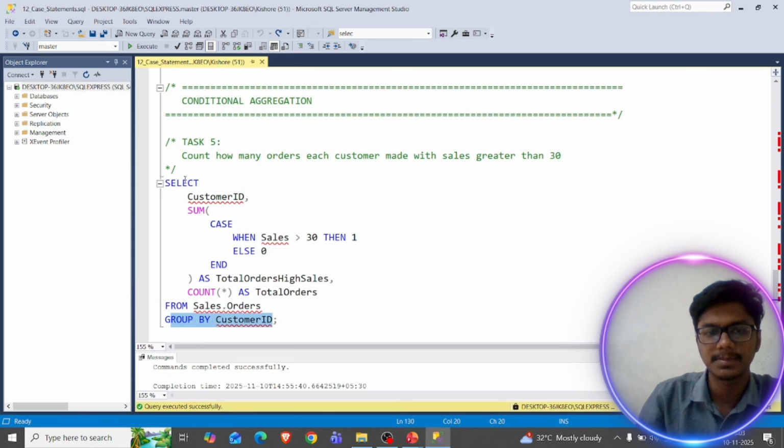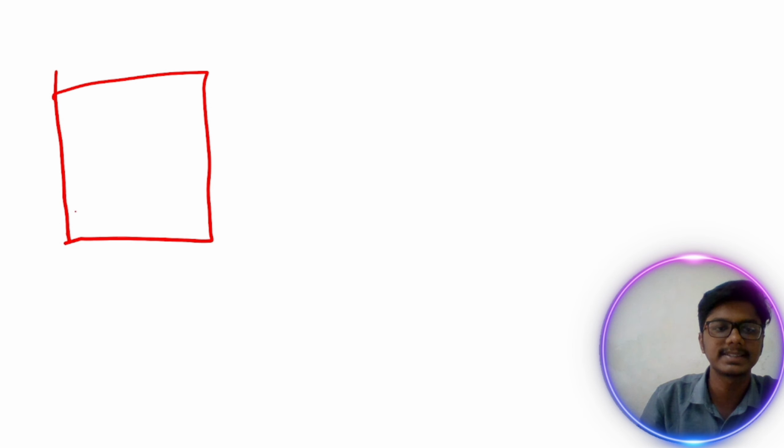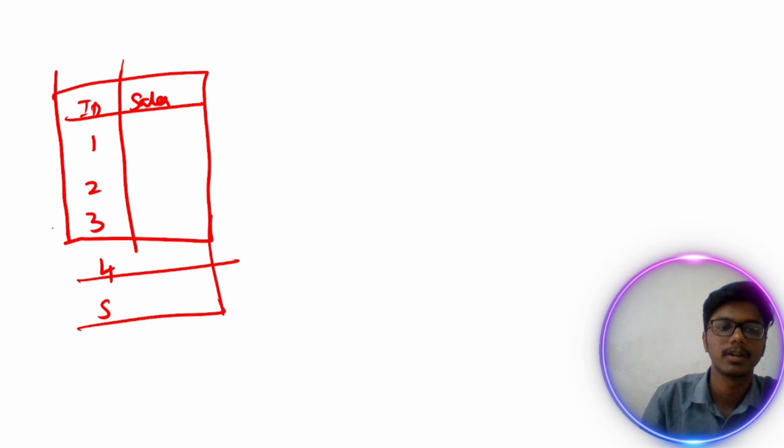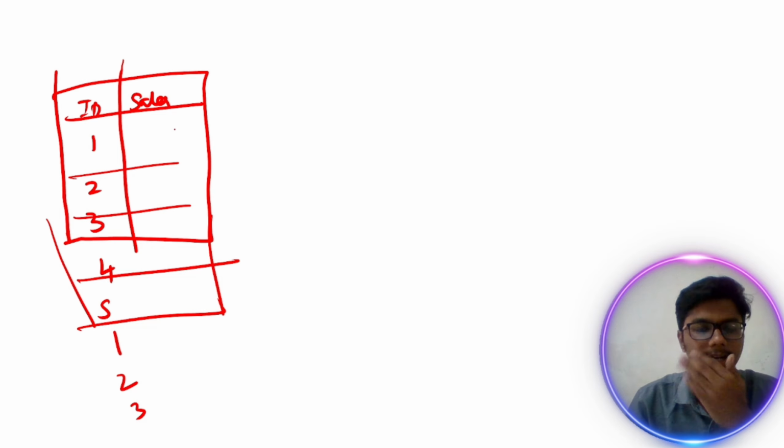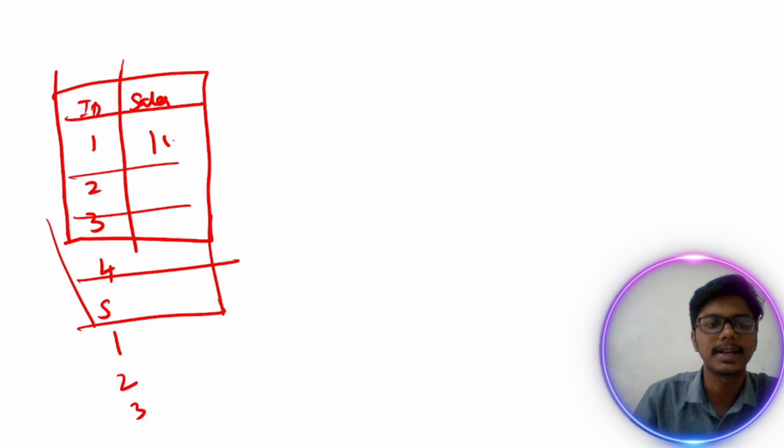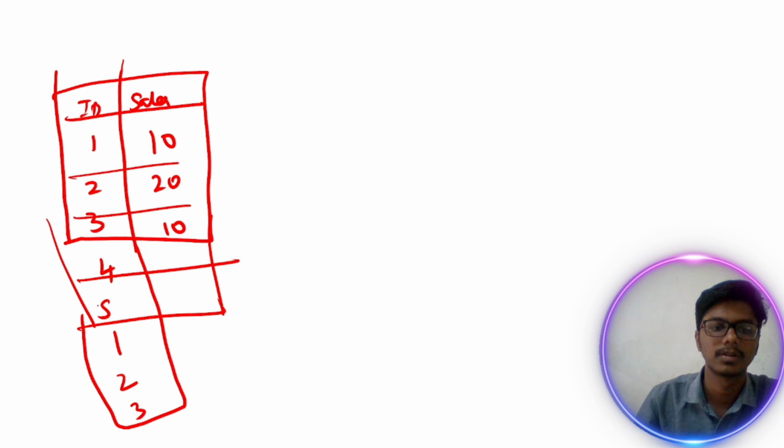See, for the customer's ID, I'm just creating some database. Creating this database: ID, sales. I'm creating 1, 2, 3, 4, 5. Again 1, 2, 3 for duplicating and grouping the columns, right? That's what I'm creating again and again. So the first value is 10. I'm keeping 20, 10, 5, 2, 1, 1, 1. I'm keeping it as 2. Okay, fine.